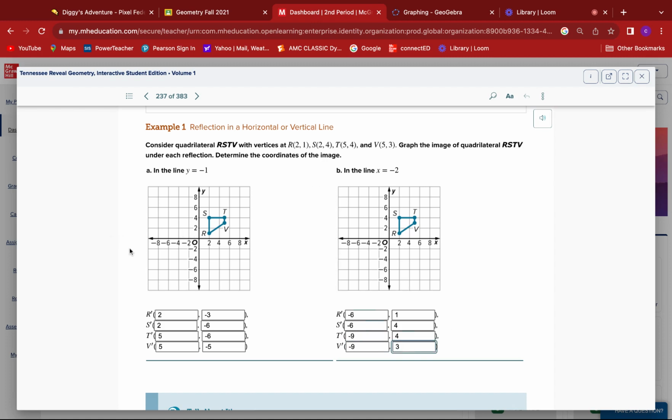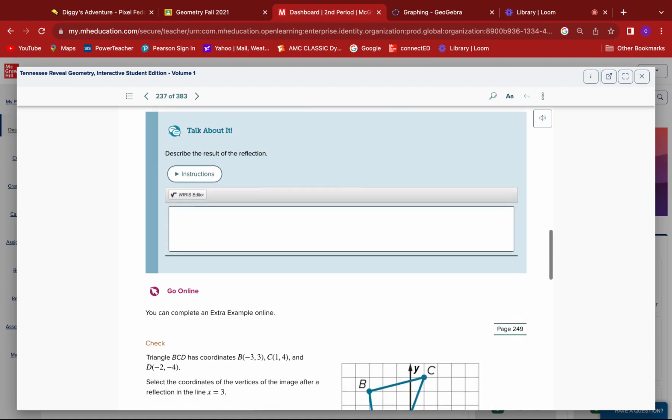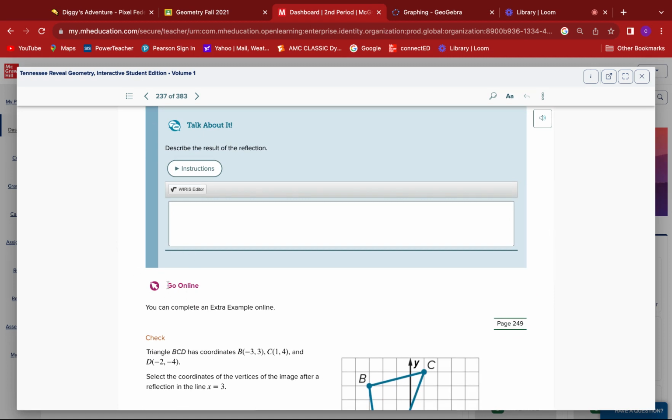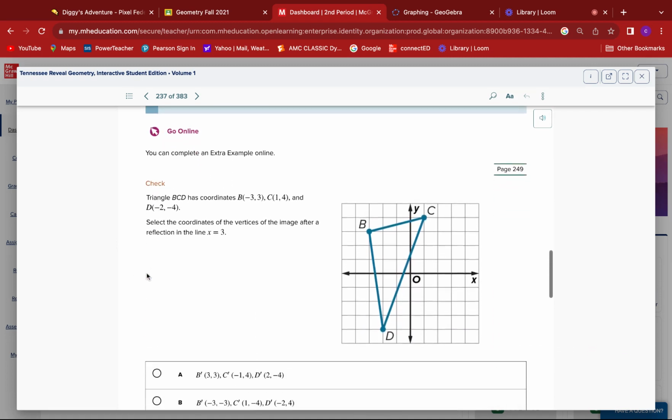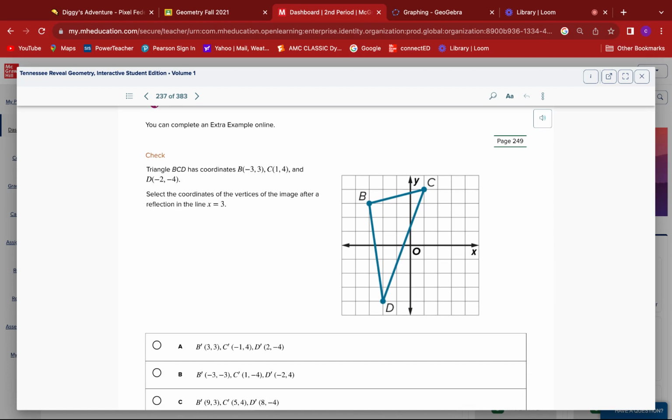All right, looks like I'm done with example number 1. Looks like there's an online for another extra example if you want to do that, or if your teacher assigns it to you. All right, we're going to keep on going with this check down here.